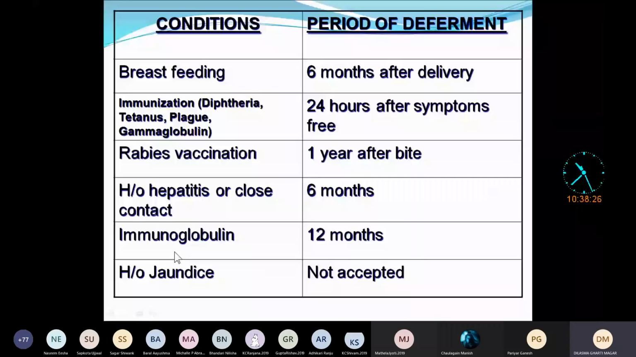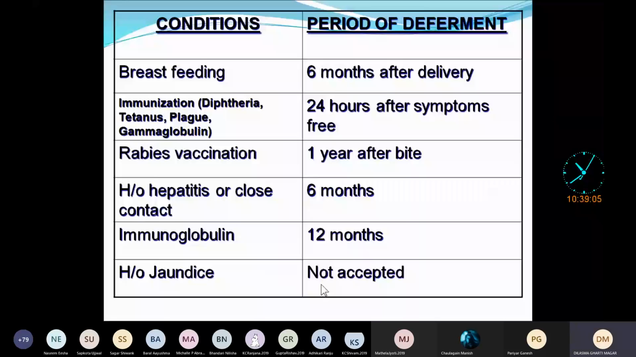And whenever there is a history of jaundice, it is not accepted at all. So in case of a history of jaundice, the liver is diseased, isn't it? Usually jaundice can be because of cirrhosis also, it can be because of hepatitis also, isn't it? So in case of jaundice, we will not take the blood. Sometimes some people give the history that when I was 2 years, 3 years old, I had jaundice, then sometimes we can consider, but usually in jaundice we will not take the blood.